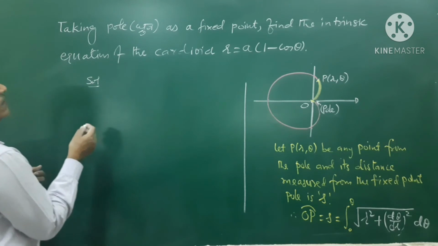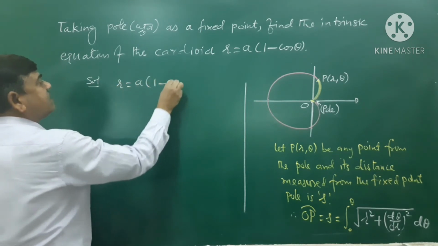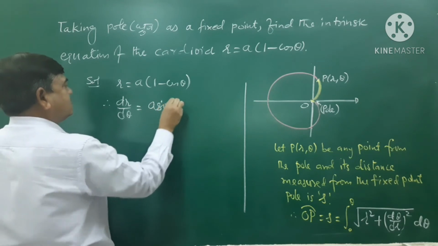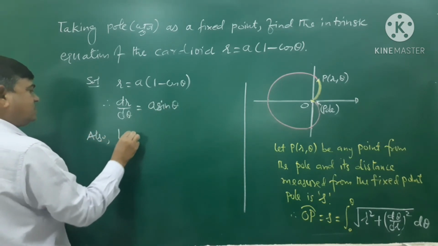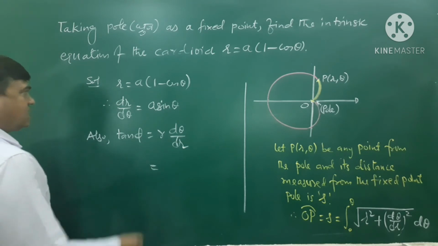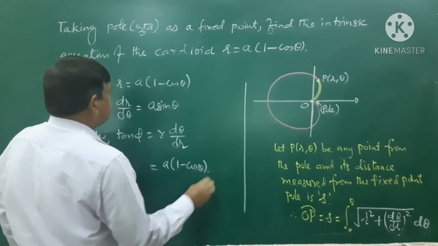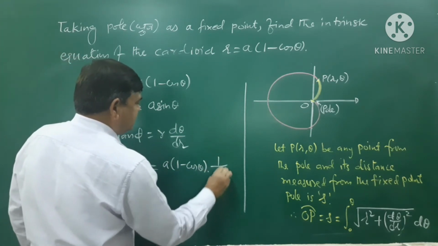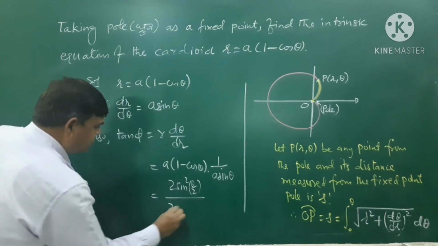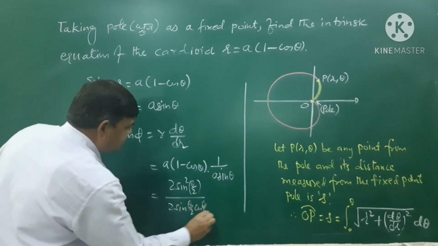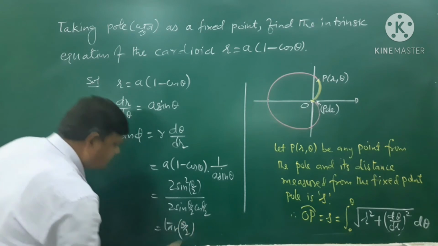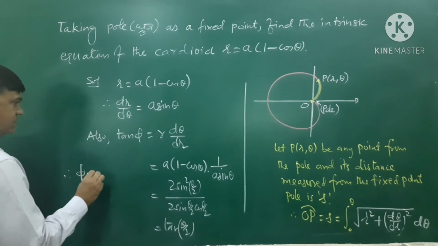So let us say r is a times 1 minus cos theta. Therefore, dr by d theta is a sin theta. Then tan phi is r d theta by dr. R is a times 1 minus cos theta, divided by a sin theta. So a is cancelled out, and this is 2 sin square theta by 2 upon 2 sin theta by 2 cos theta by 2. This is tan theta by 2. Therefore, phi equals theta by 2.